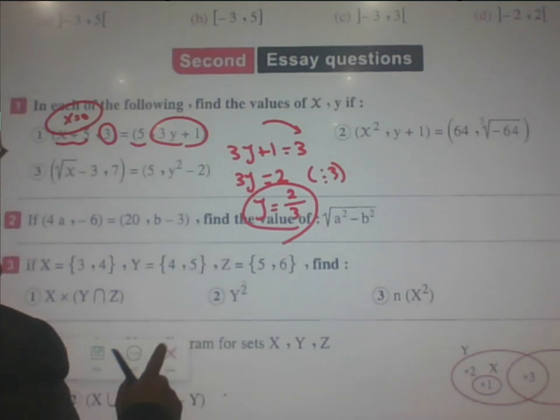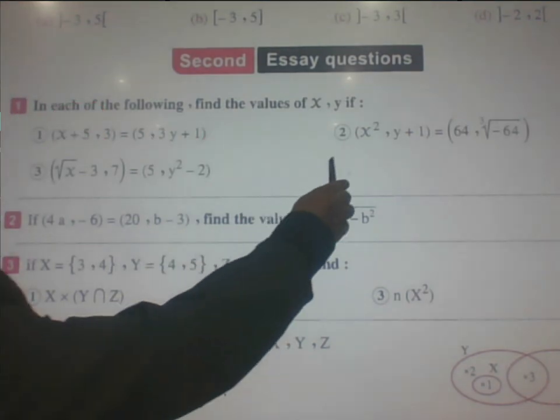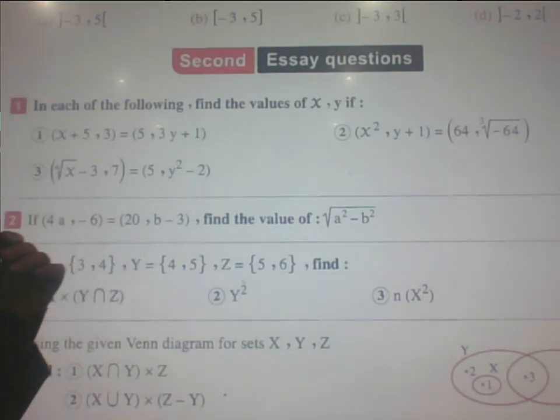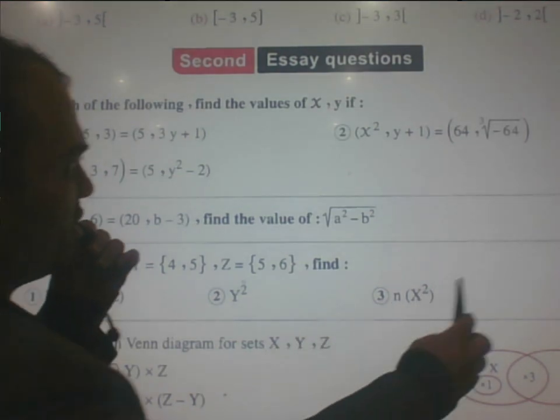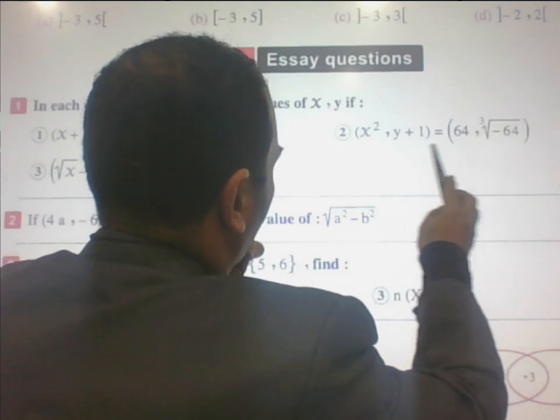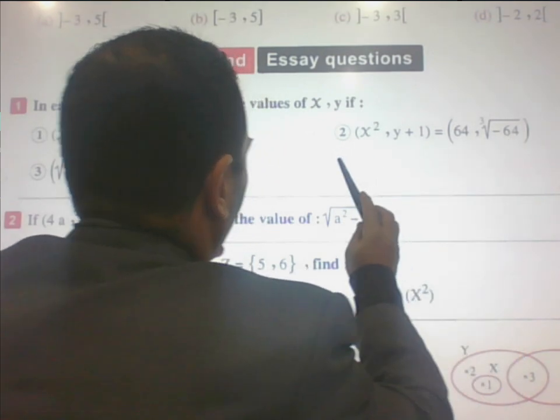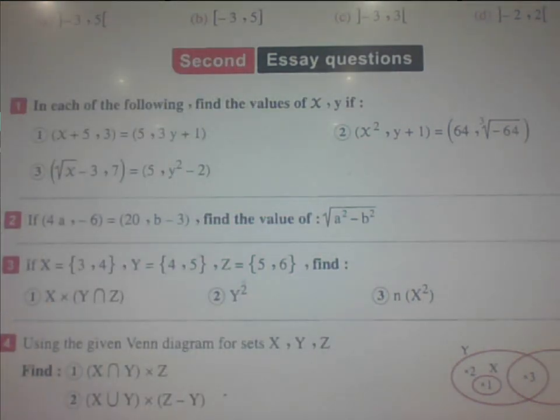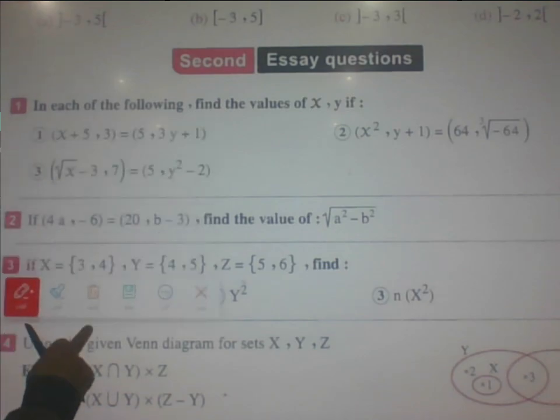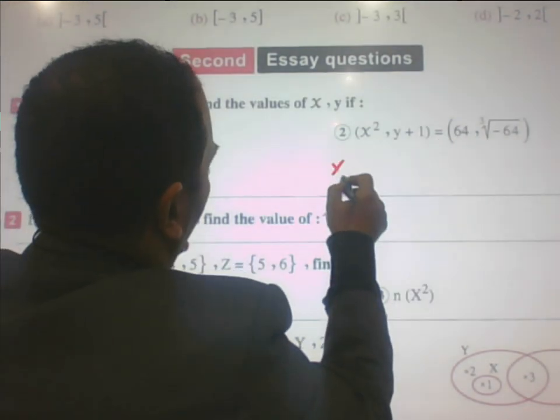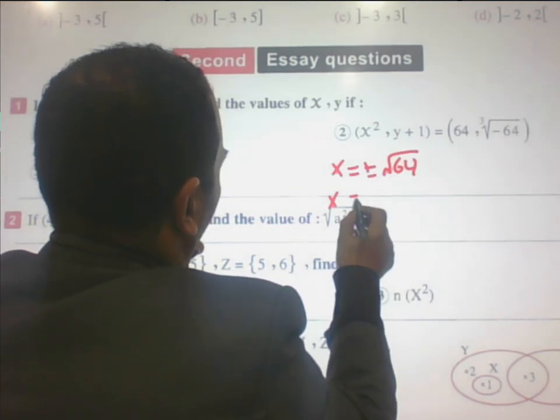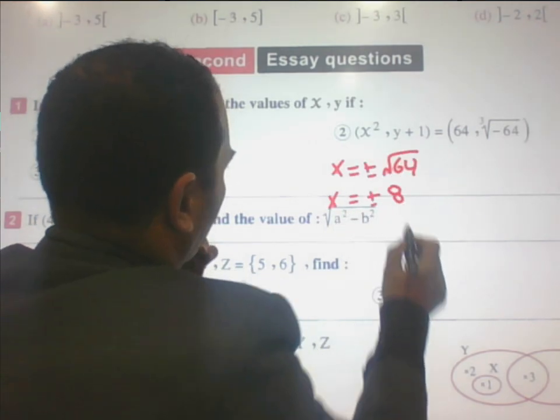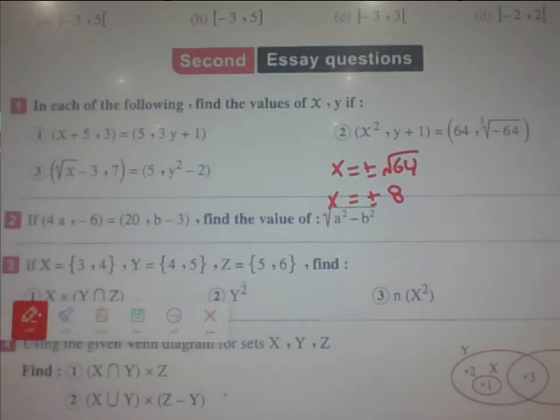This was the first question. Second question: the ordered pair (x², y + 1) equivalent to (64, the cubic root of negative 64). First equal first and second equal second. x² equals 64. The value of x will be positive or negative the square root of 64. The square root of 64 will be positive or negative 8, because 8 times 8 is 64.